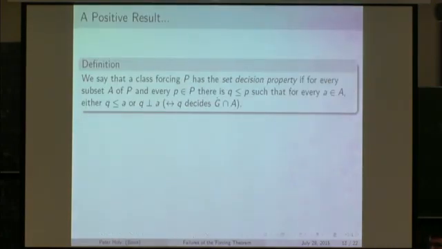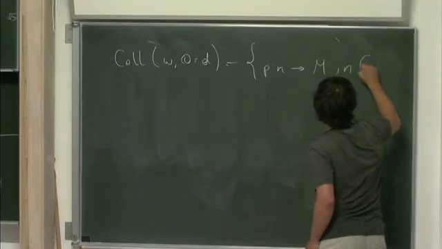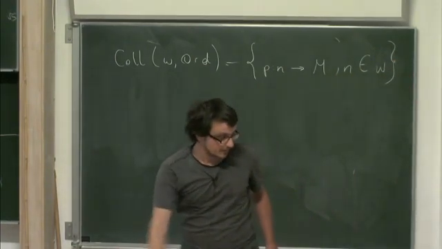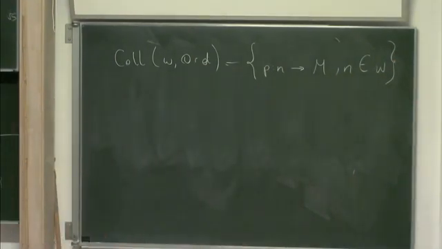However, I will not give the easiest proof. So let me maybe remind you what I claimed in the beginning. So we had this forcing, collapse omega ord, which was the collection of all p from n to m. So m was our ground model, and n is a natural number.